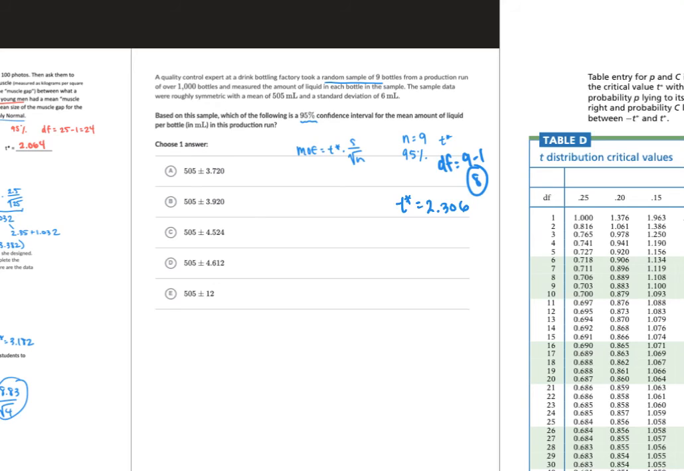So now I can calculate my margin of error. It's going to be 2.306 times the standard deviation, which is 6, over the square root of n, which is 9. So when we put that in our calculator, 2.306 times 6 over the square root of 9, we get 4.612, which means D is the correct answer.